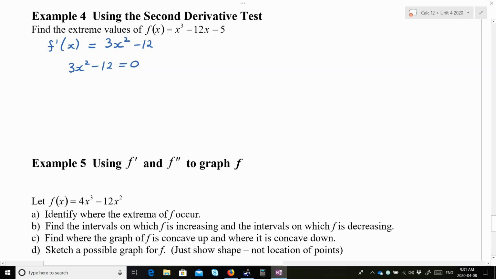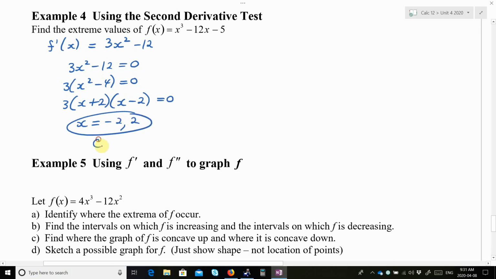Set this equal to 0 to find the critical points. So 3x squared minus 12 equals 0. Let's divide out the 3. And we have a difference of squares. And so we get critical points, x equals negative 2 and 2. So these are the critical points. These would be the c values, I guess, up above in the second derivative test definition.